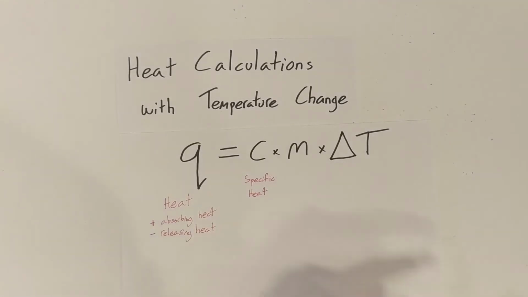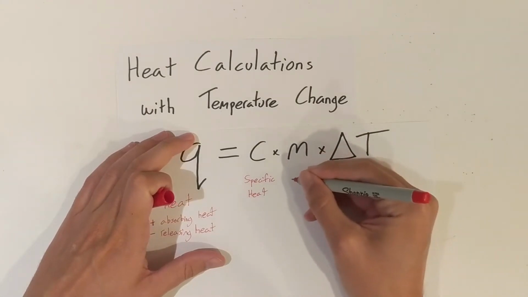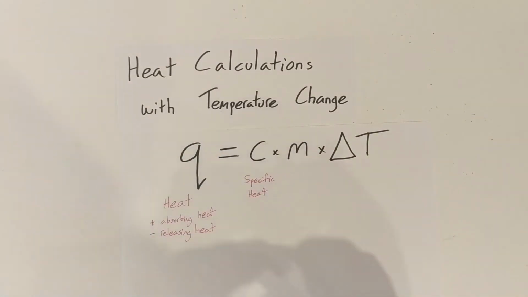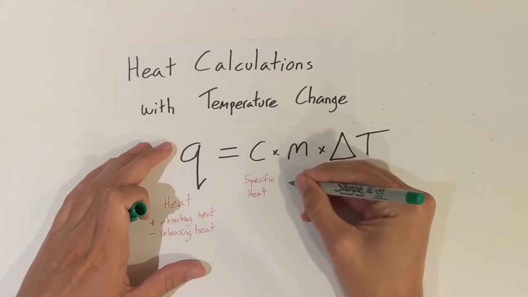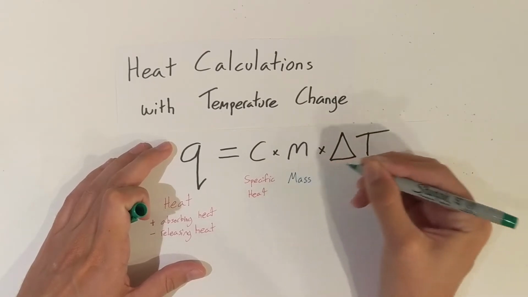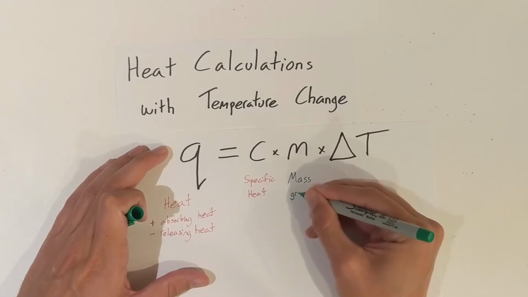Then we have M, which will be mass. Really easy. We just get that from a scale or in the problem somewhere. I'll use a different color as we go through these ones. This will be mass, and that'll be in grams. So I'll put that right down here. Mass in grams.